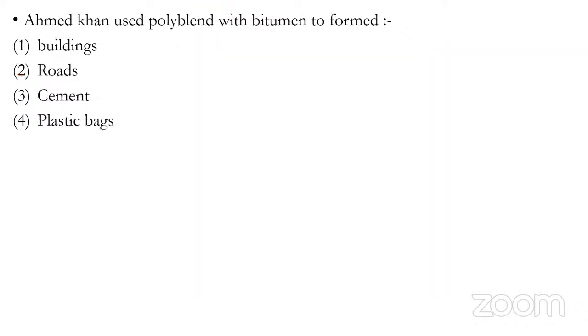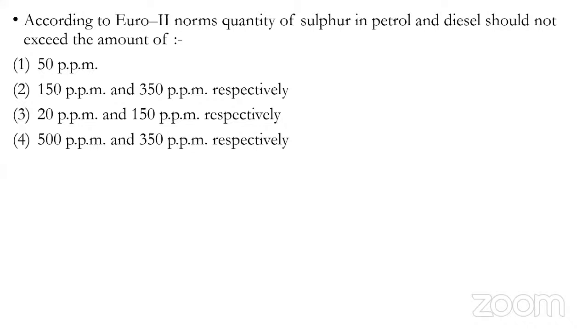decrease. Ahmed Khan used polyblend with bitumen to form. Ahmed Khan is a rag picker. They are going to collect this plastic waste. And he, along with the academic support from RV College in Bangalore, created something called polyblend, which was used for constructing road. So that presence of plastic in environment will reduce, as well as the longevity of roads is going to increase. So the answer for this one should be the second one.